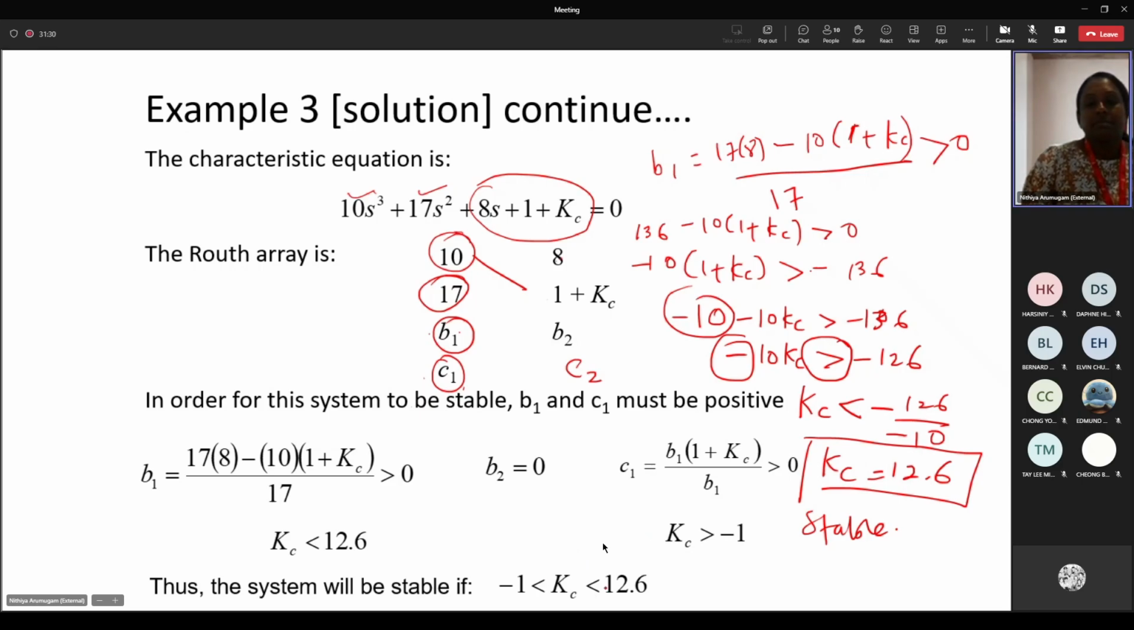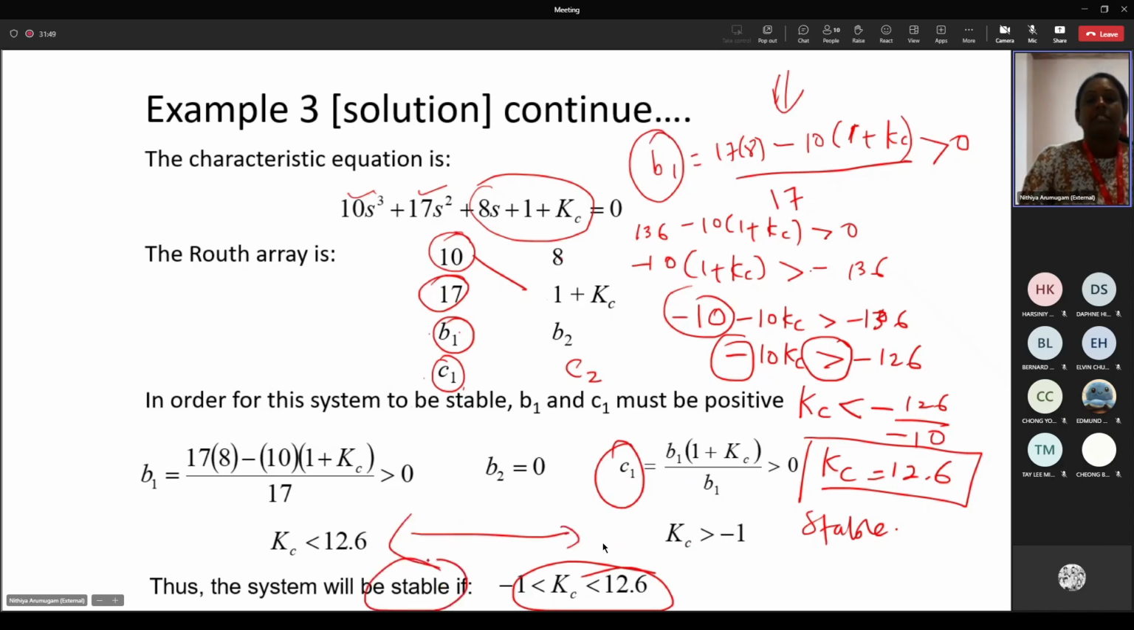The system will be stable if Kc falls between -1 and 12.6. The formula that we used here is for B1, but you have to do it for C1 also. If it falls within these two ranges, we can say the system will be stable.